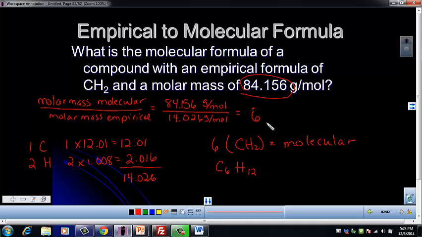In these problems, I'll expect you to be able to calculate an empirical formula and use that to determine a molecular formula. So let's look at that.